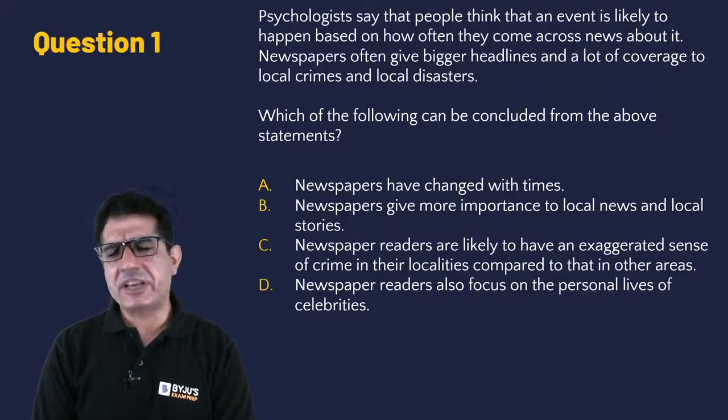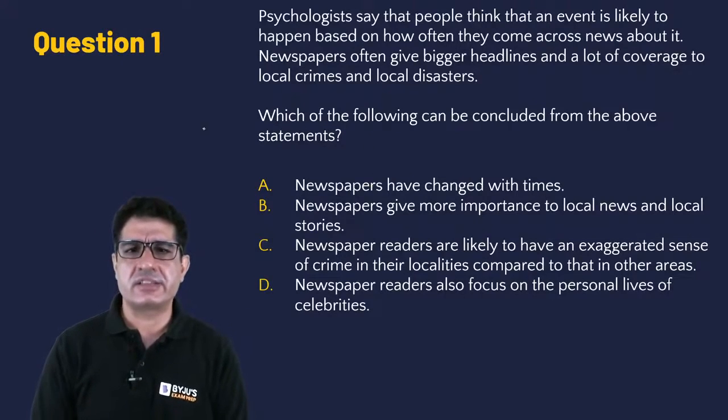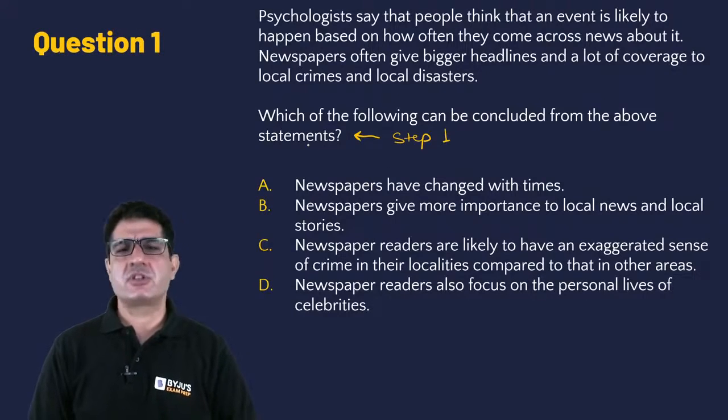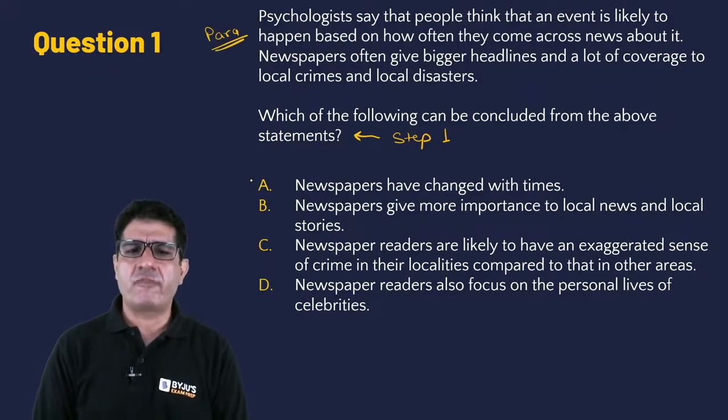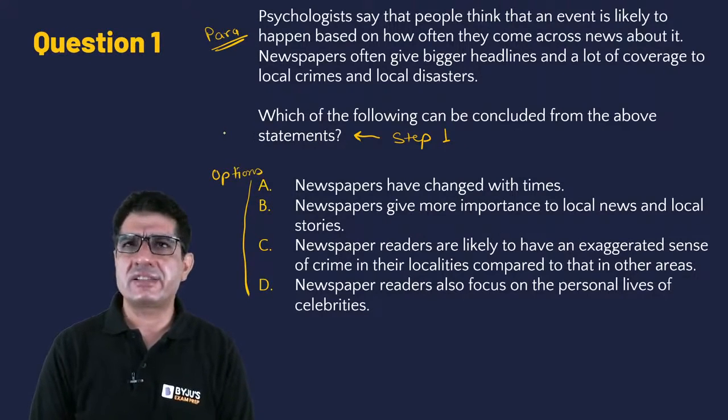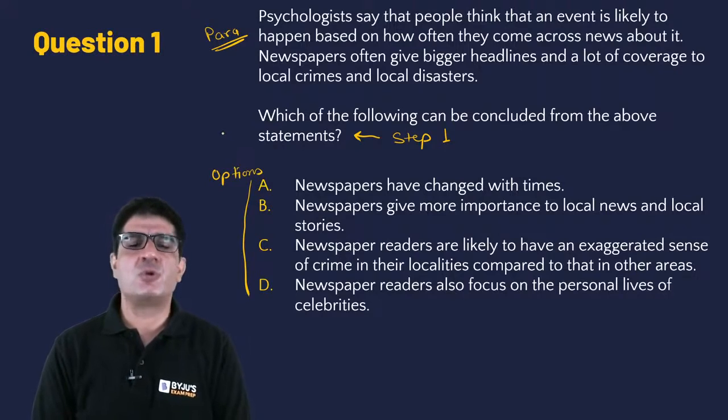So let me tell you how I approach these questions. So the moment I see critical reasoning, this is my step one. CR questions basically have three components. You happen to have a paragraph, then you obviously have all these options, and in between the paragraph and the options you have a sentence that asks you to do something. This sentence is known as the question stem.